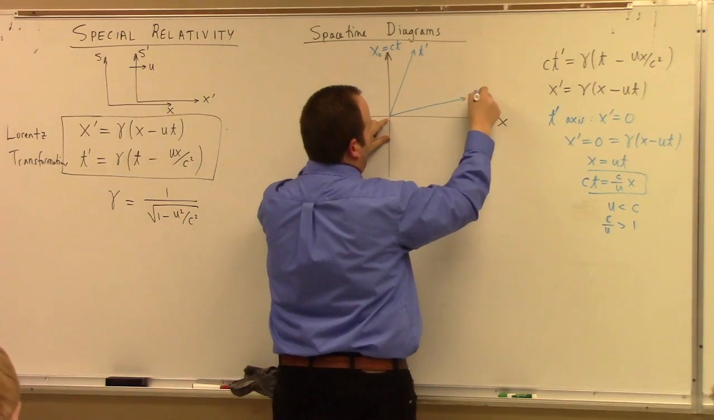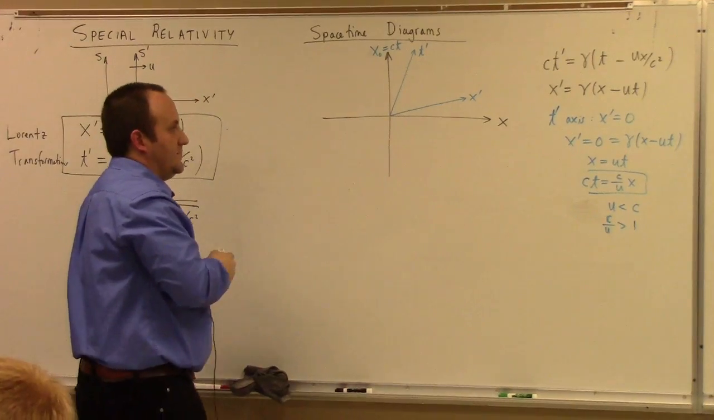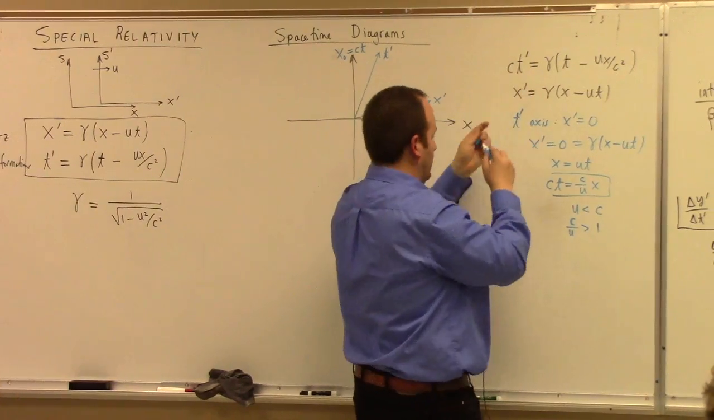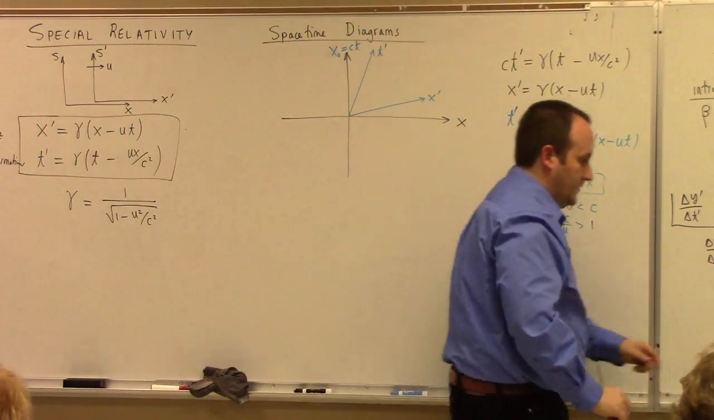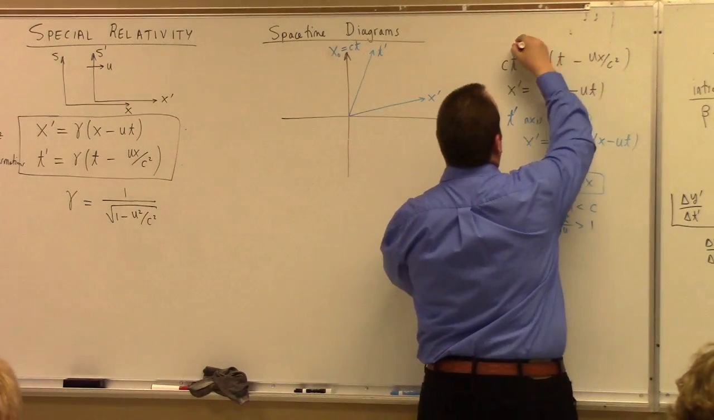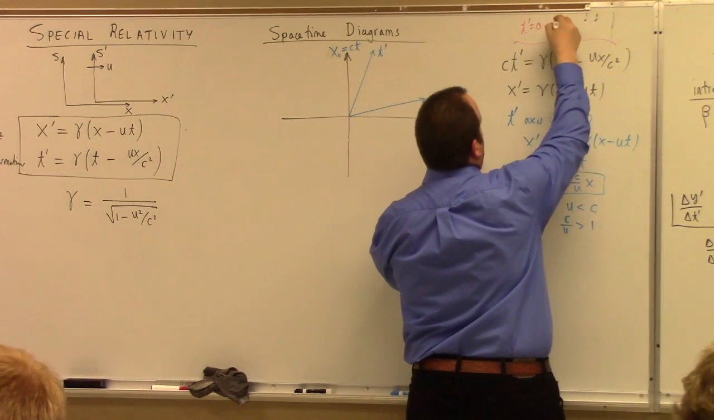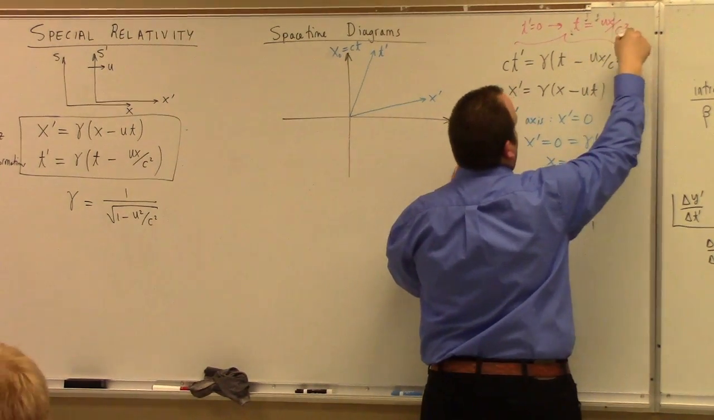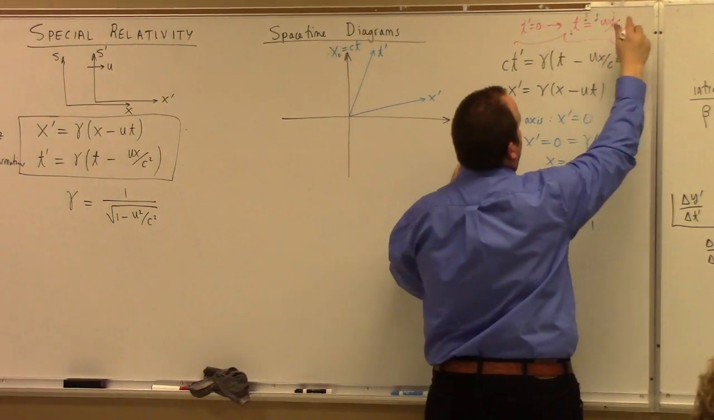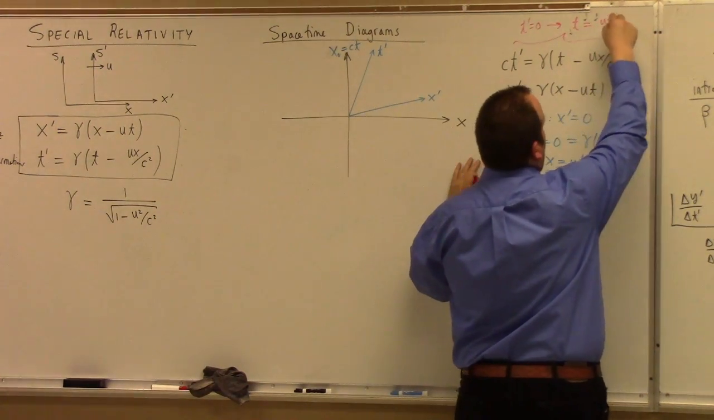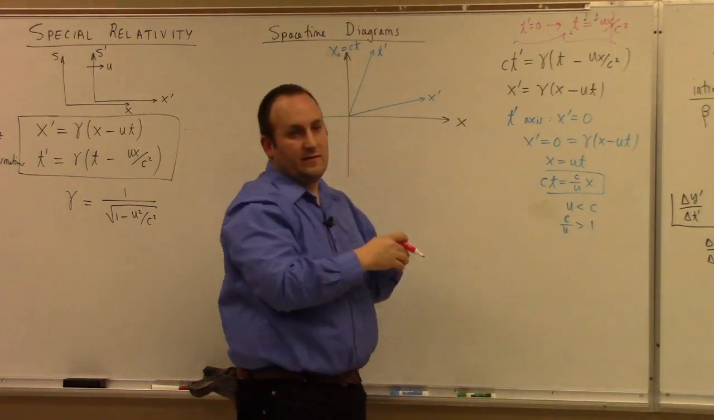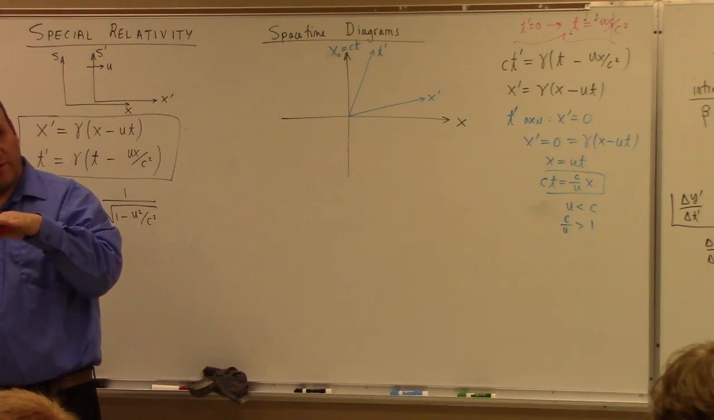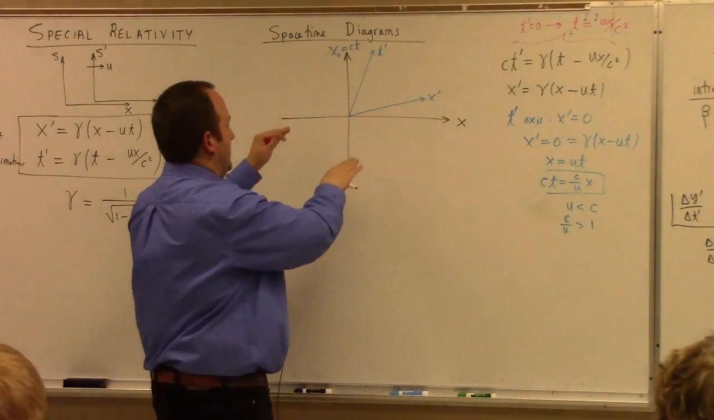Something like that. You can get x prime from just putting what? Put t prime equal to 0, right? Put t prime equal to 0 here, right? What's that give us? T equals ux over c squared. And then that gives me what? My slope is u over c squared, right? Since u is less than c, that definitely is what? It slopes smaller than 1. So it looks like this.